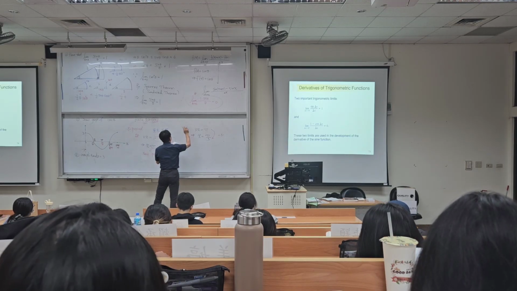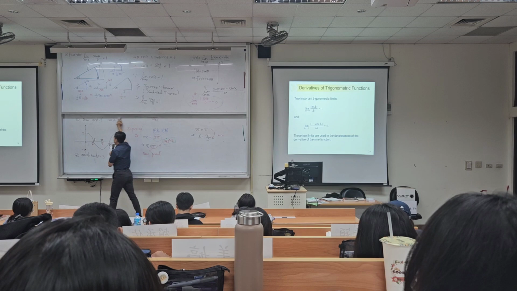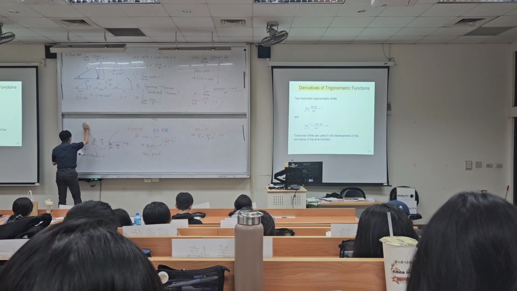We try to prove this part. The limit of 1 minus cosine theta over theta is equal to 0. Okay.